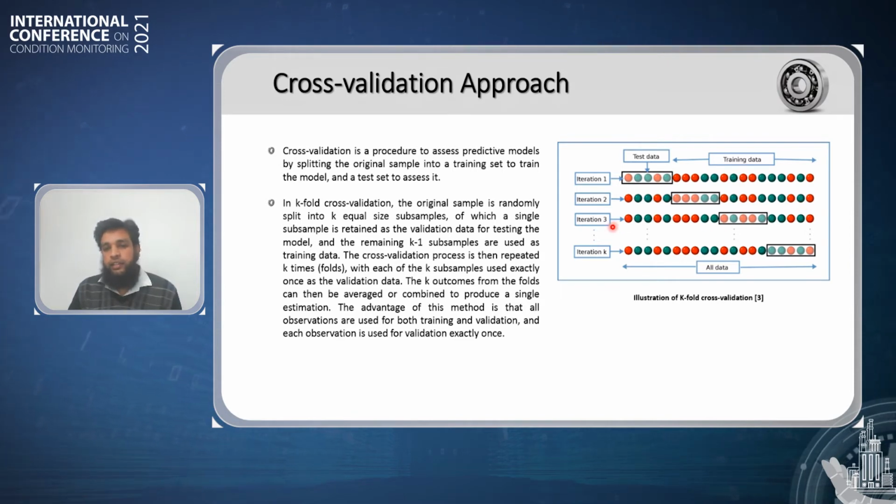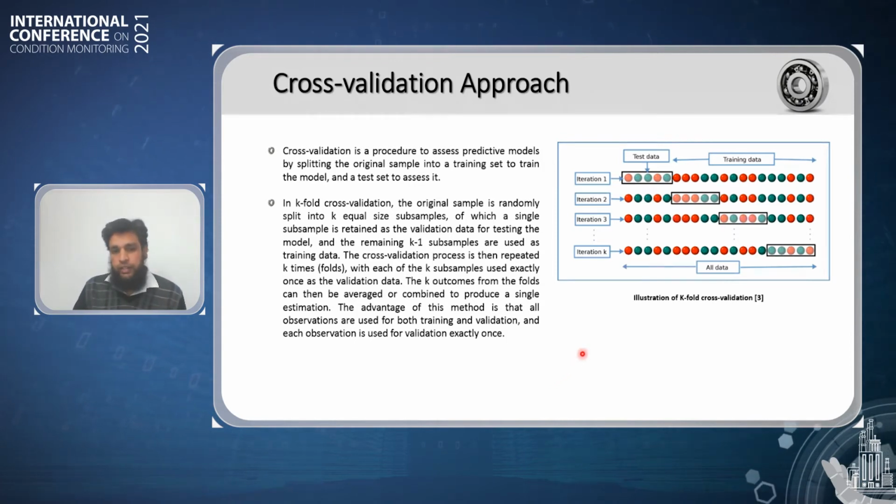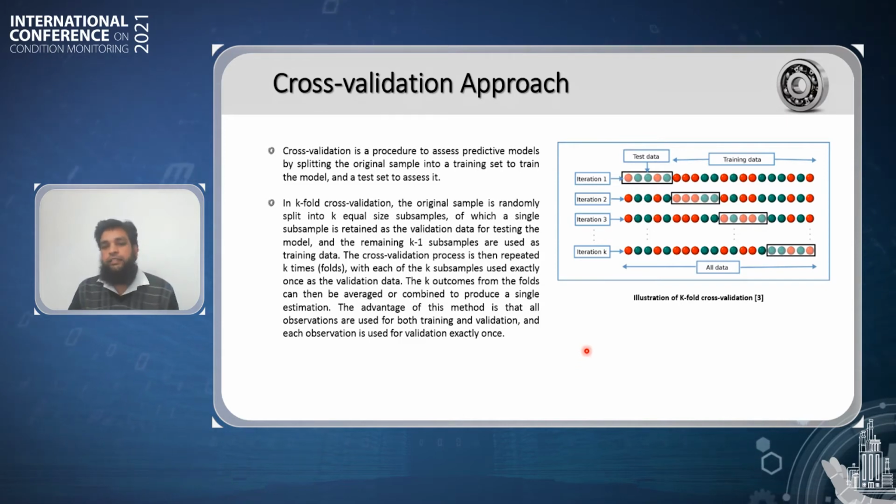Similarly, in the third iteration and ultimately in the kth iteration, the last subsample is retained for validation, and the remaining k-1 subsamples are used as training data. So the advantage of this particular method is that all the observations are used for both training as well as validation, and each observation is used for validation exactly once.